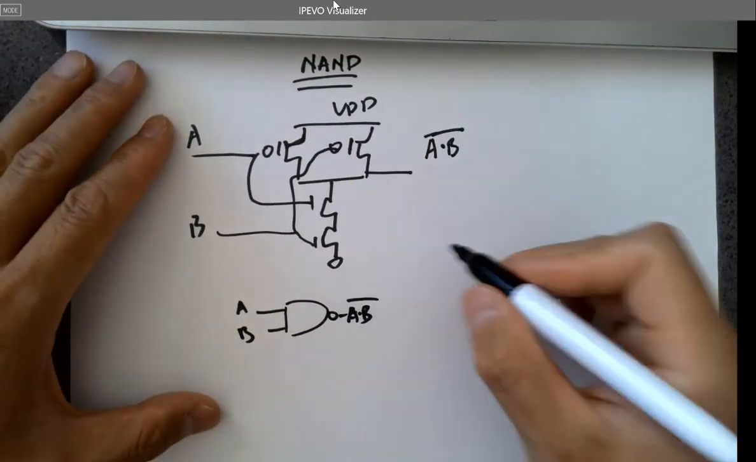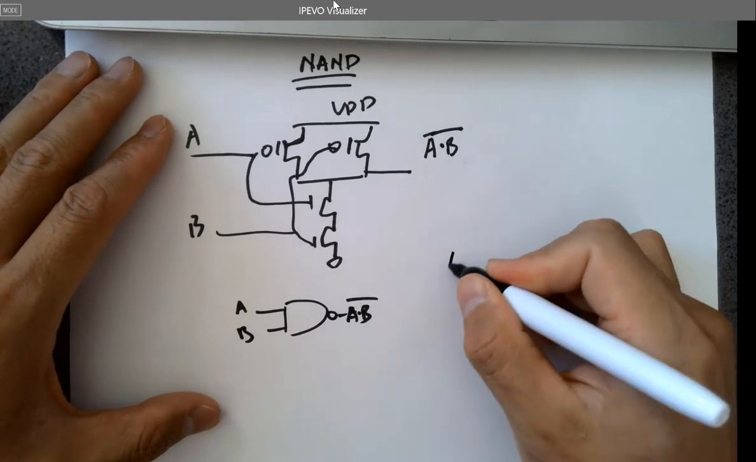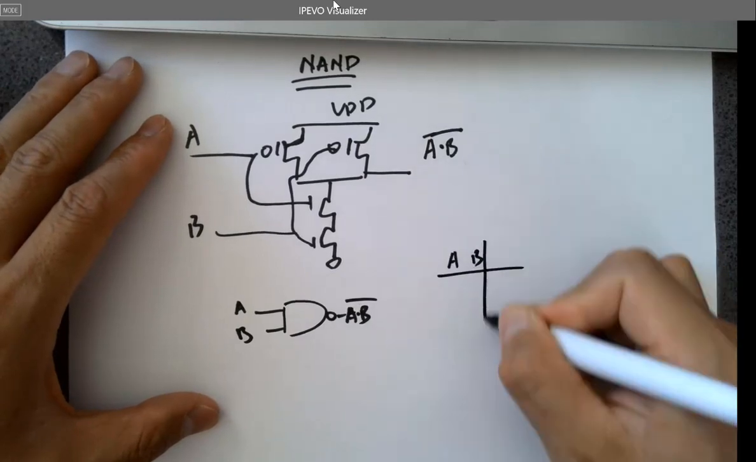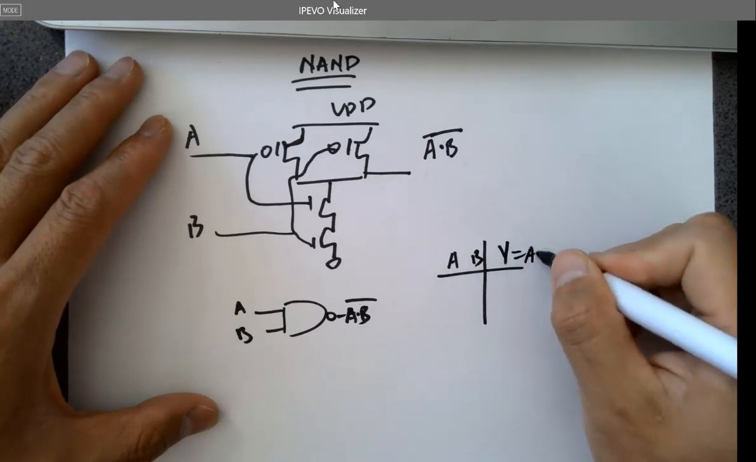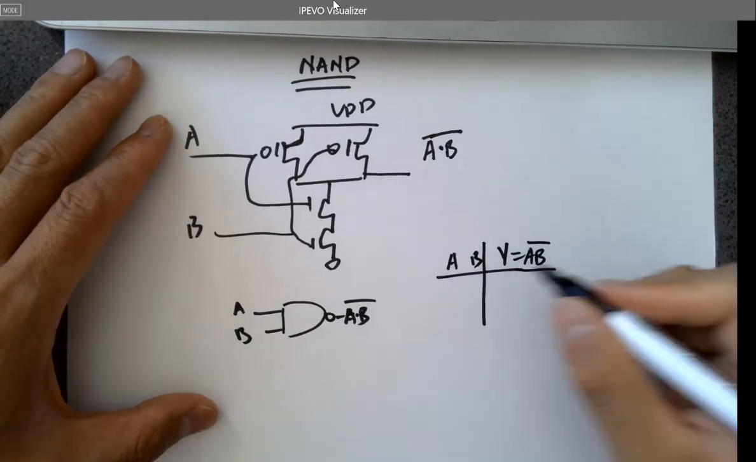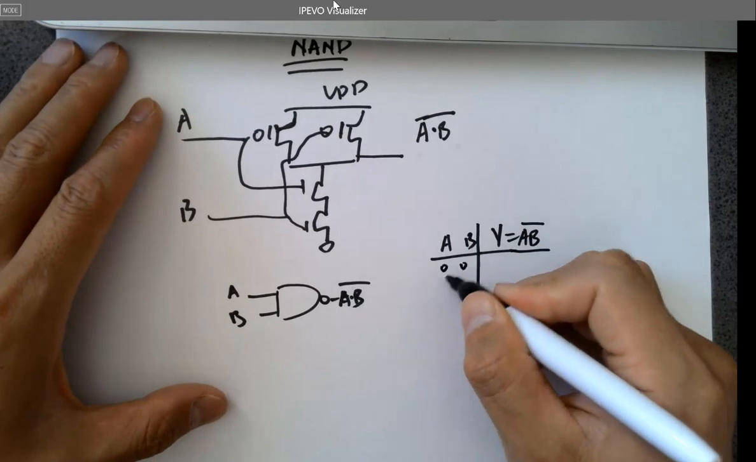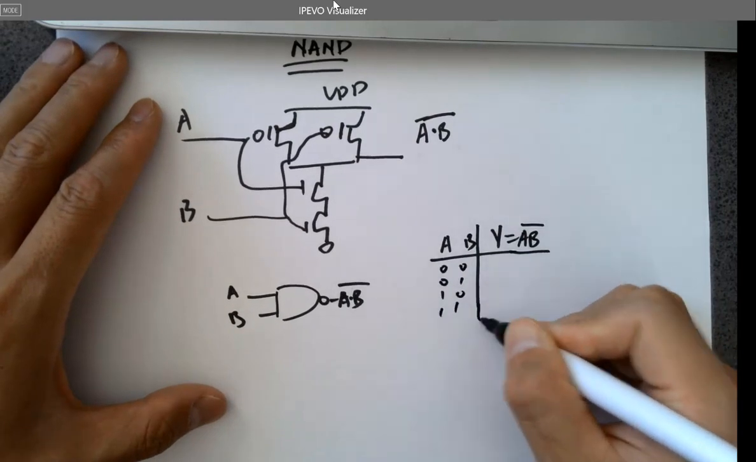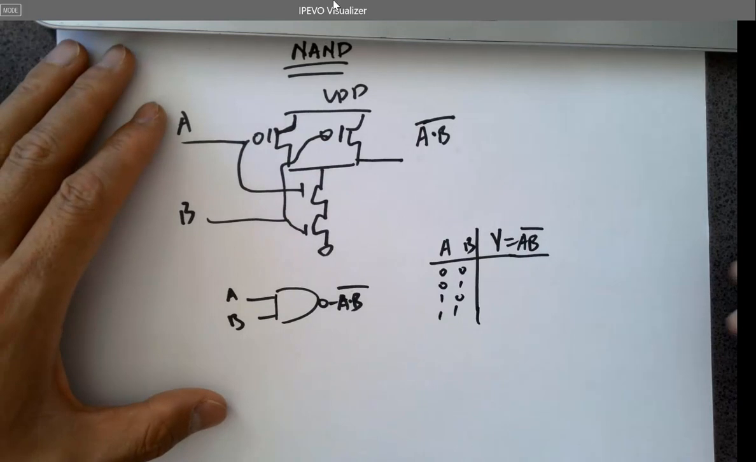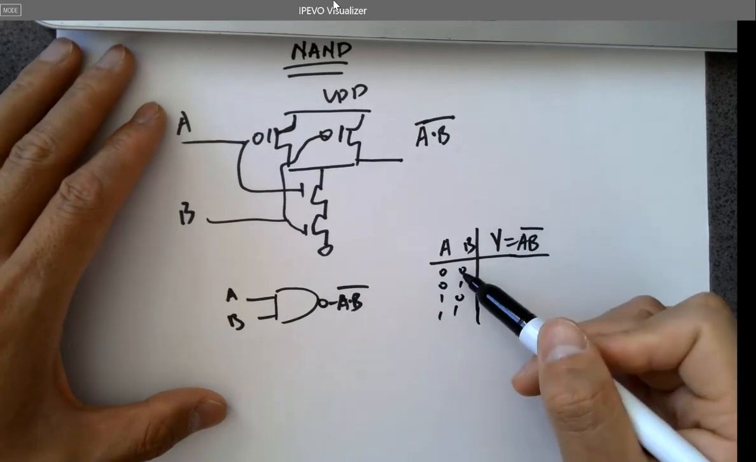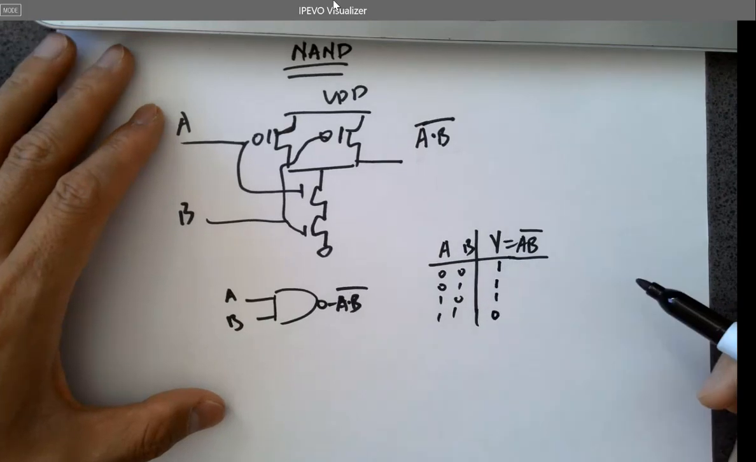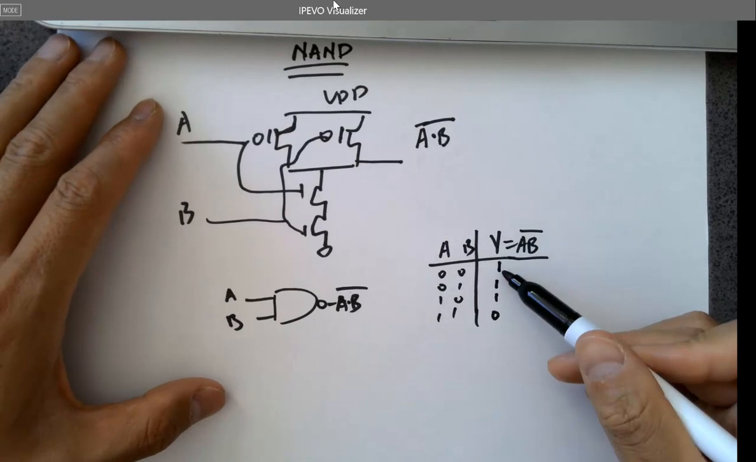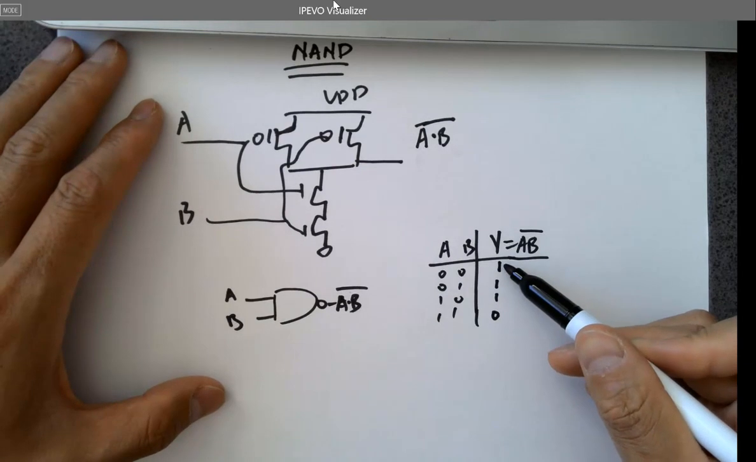So what's the truth table for the NAND gate, or logic for the NAND gate? You've got A, B as the inputs. Let's do Y as the output. All the possible inputs are 00, 01, 10, 11. What is the Y for the first input combination? Is that correct? So the results have ones and zeros.